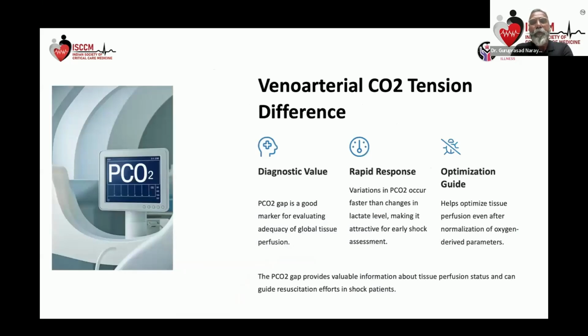The next parameter is the veno-arterial carbon dioxide tension. It is of diagnostic value. The PCO2 gap is a good marker for evaluating global tissue perfusion, and variations in PCO2 occur faster than changes in lactate levels, making it more attractive in early phases of shock. It also helps to optimize tissue perfusion even after normalization of the oxygen-derived parameters. So the veno-arterial carbon dioxide gap is a very good marker to guide proper resuscitation.